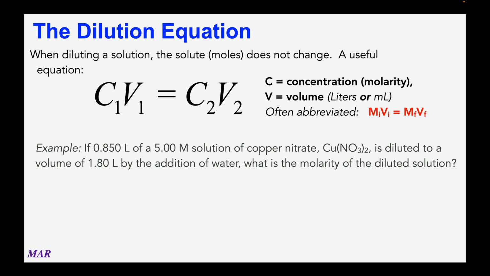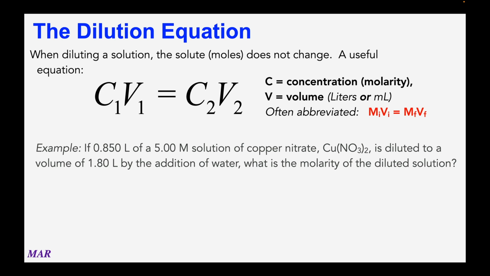But the idea here is, remember that volume is usually in liters and concentration is moles per liter. So the moles that you begin with, the 1 values, equal the moles that you end with, the 2 values. So you're not changing the moles, you're just changing the concentration by adding or subtracting water, something like that. So let's look at an example.